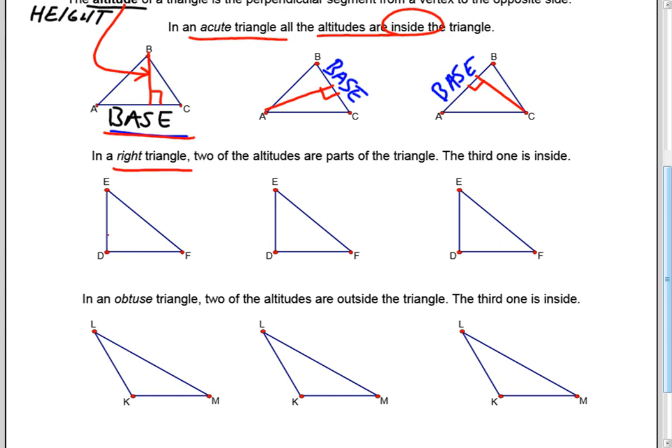These are all right triangles, so let's put in some right angles. A right angle is exactly what we need when we're talking about an altitude. So we've got built-in altitudes. If we consider this to be the base, then this side would be the altitude. If I want this to be the base, what would be the altitude? What's the name of that side? DF. So I don't have to draw anything in because it's already there.